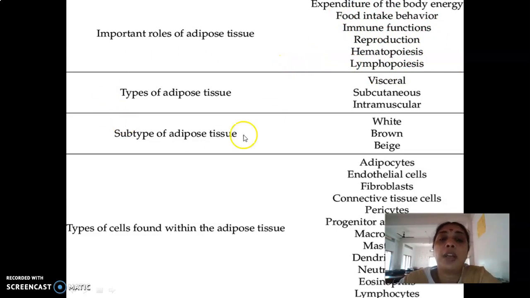Then what are the types of adipose tissue? There are 3 different types of adipose tissue. We'll come to it: visceral, subcutaneous, and intramuscular. Then there are subtypes: white, brown, and beige.